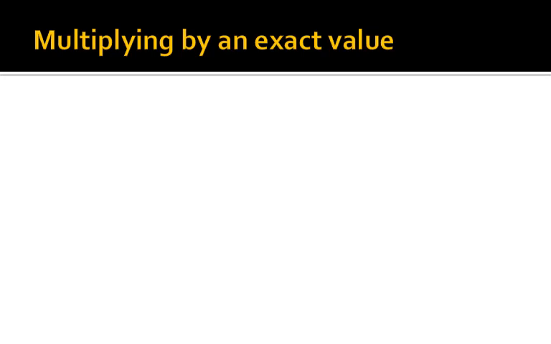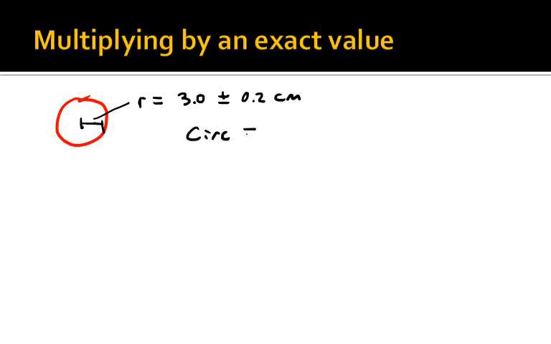All right, so let's say that we have an exact value. Let's say that we have a circle and we've measured the radius of the circle, and let's say the radius is equal to 3.0 plus or minus 0.2 centimeters, and we want to find out the circumference. Well, circumference is 2 pi r, so that's pretty easy. 2 pi times 3, and we get 6 pi. And 6 pi is 18.85.